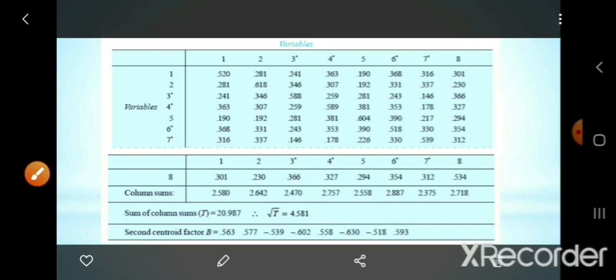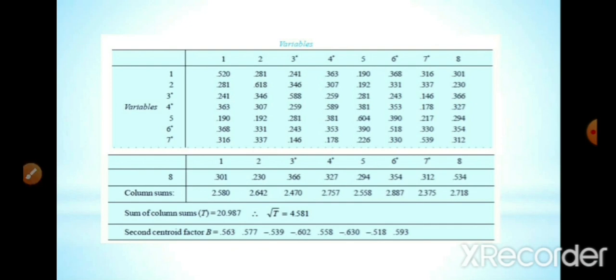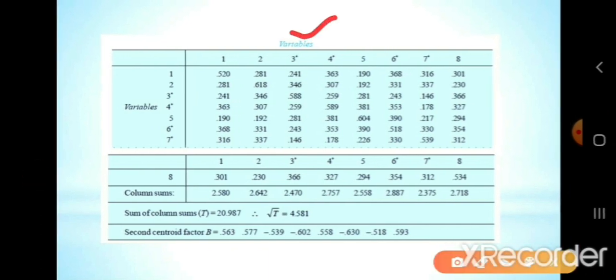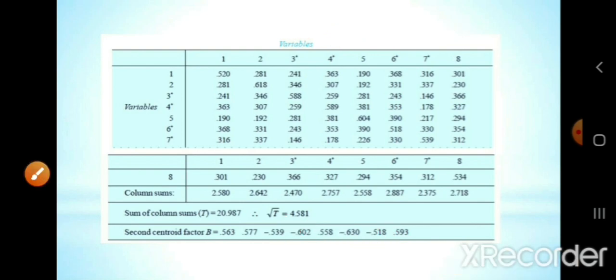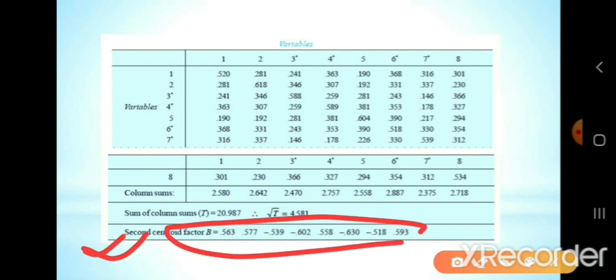But we can see here all the residual variables like 3, 4, 6, 7 will be given negative loadings. All these reflected variables will be given a negative sign. This we have to remember. So this way we have calculated our first centroid factor and second centroid factor.